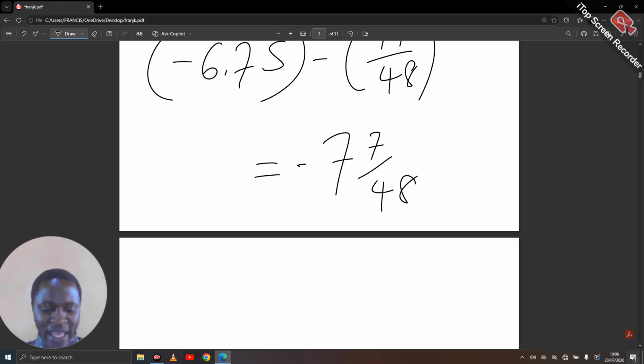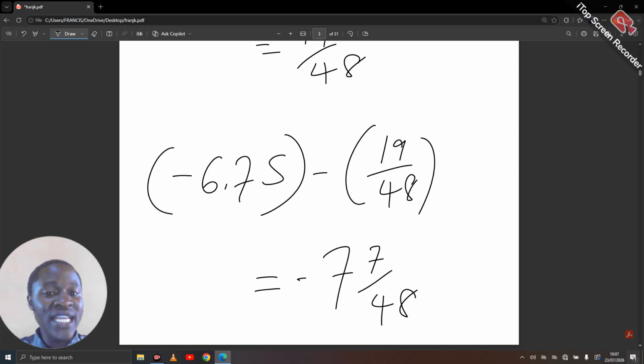When calculating areas in a graph using integration, a negative value for area means that the graph is below the x-axis. The graph is below the x-axis when the area is found to be negative. Like in this case, our final answer is negative 7 over 48. That means that this curve is below the x-axis.